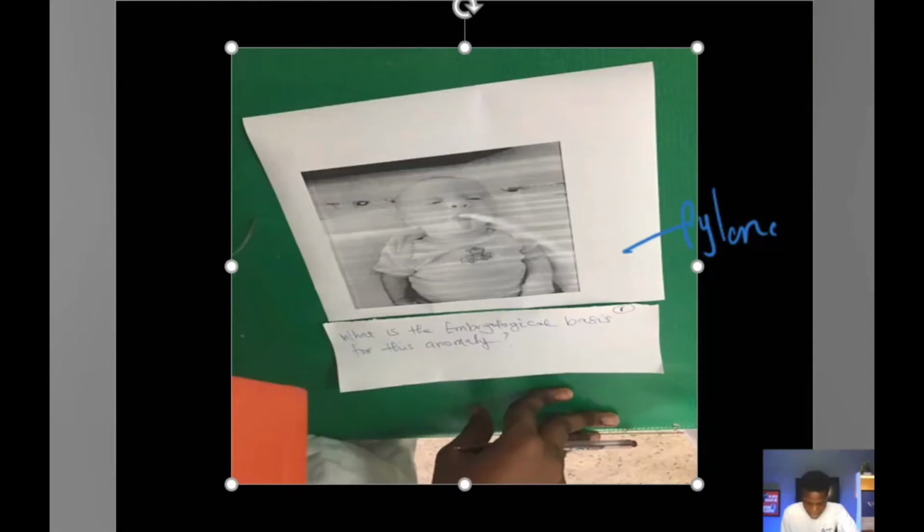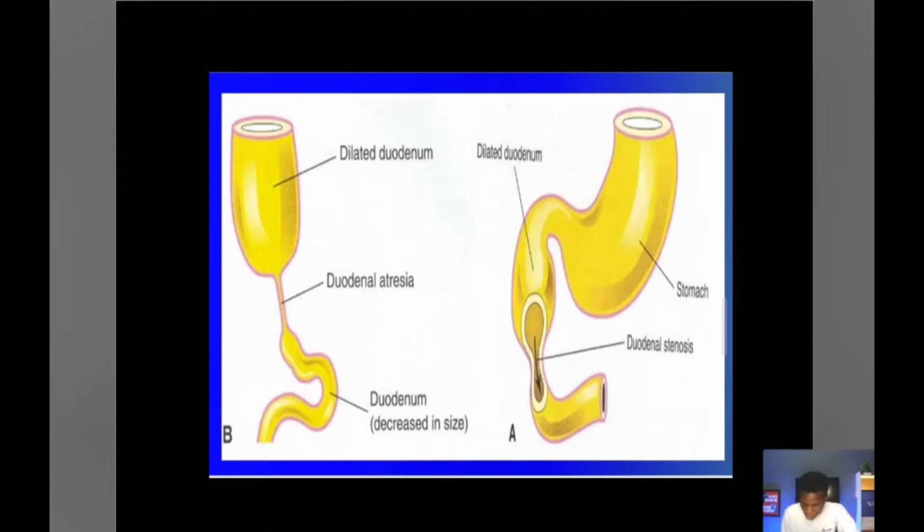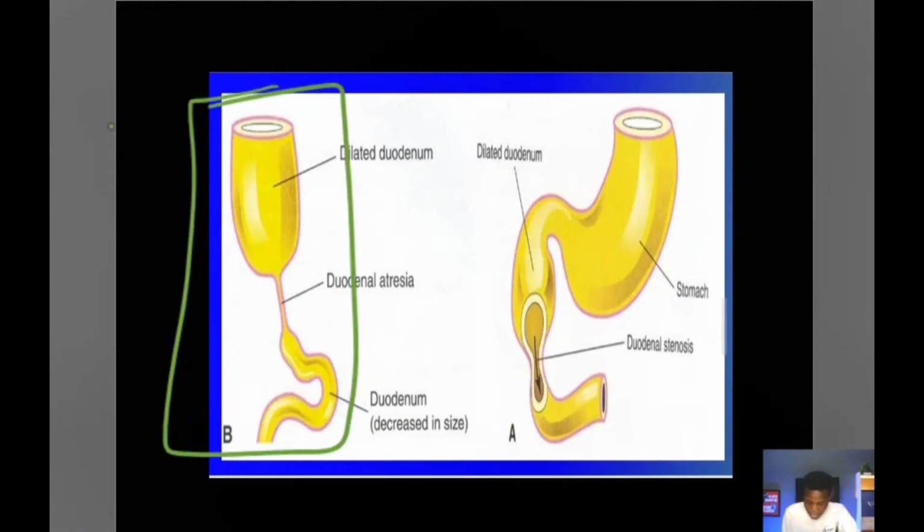Let's go to our next model now. And we're now in the level of the midgut. Okay, we're not here in the midgut. This is actually something associated with the duodenum. Maybe that picture is not too clear to you, but let me show you a textbook picture around here. So that condition that we had printed right there is actually duodenal atresia.